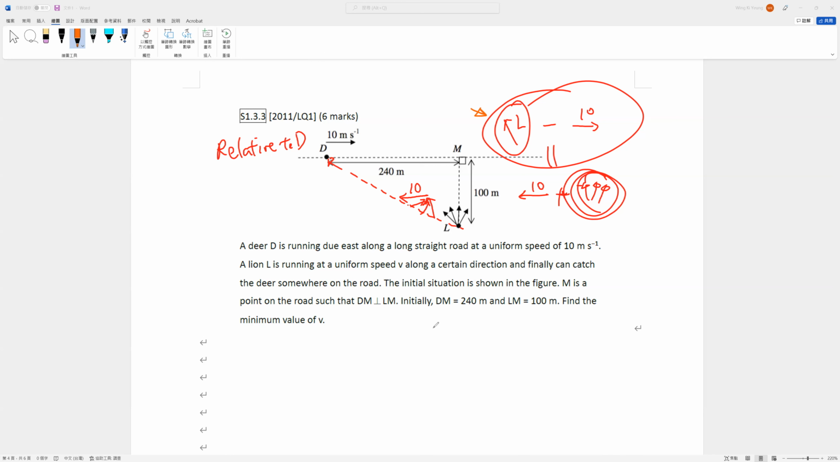Then how can we draw it? So this is a dotted line. So I draw the 10 first. Can the velocity of lion be like this one? No, because the resultant velocity is not along the dotted line.